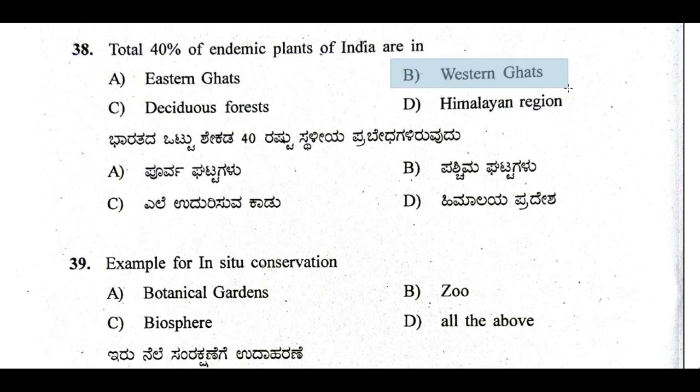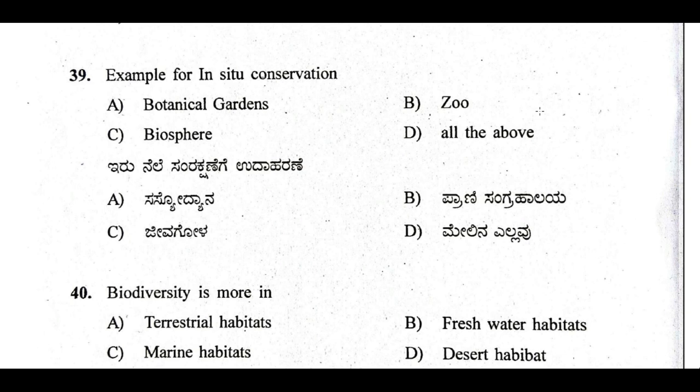Coming to question number 39, the example for in situ conservation. Option A, botanical gardens. Option B, zoo. Option C, biosphere. Or is it option D, all of the above?